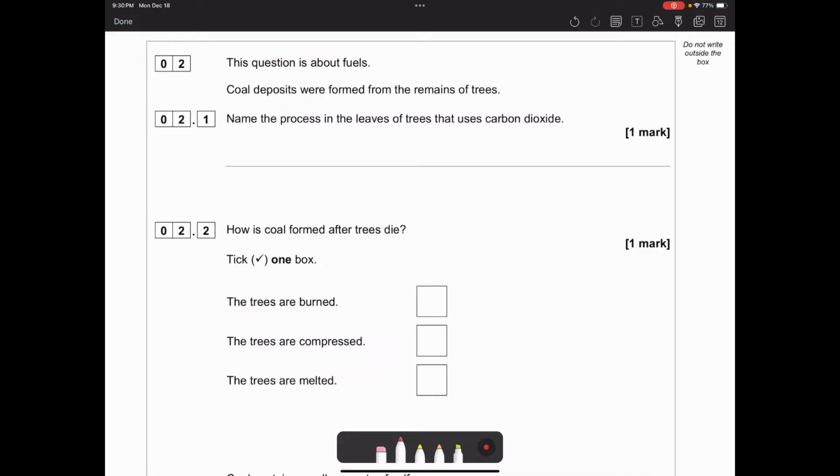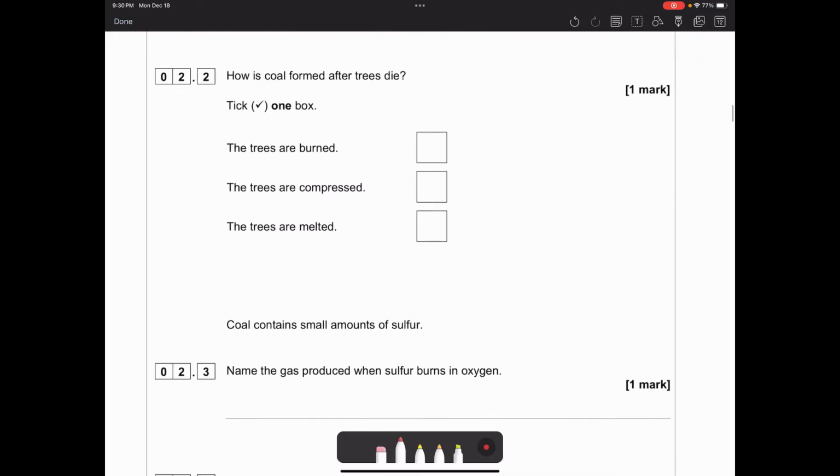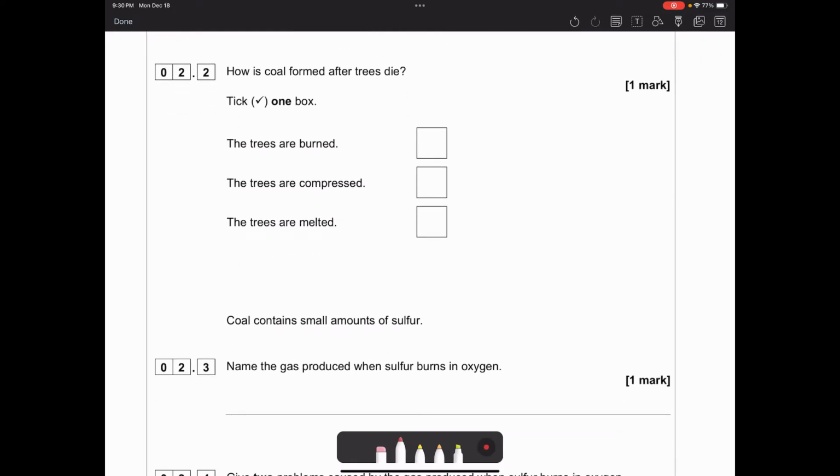Right, question 2 then. This question is about fuels. Coal deposits were formed by the remains of dead trees. Name the process in which the leaves of trees use carbon dioxide. So what is the process in the leaves that is using carbon dioxide? Linking to a bit of biology here, it is photosynthesis. That's what happens in the leaves. How is coal formed after the trees die?